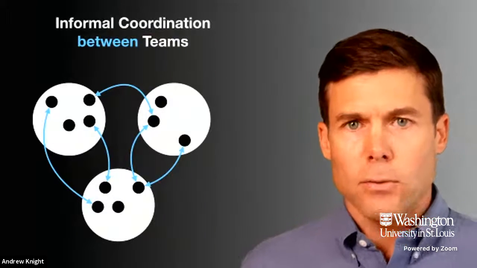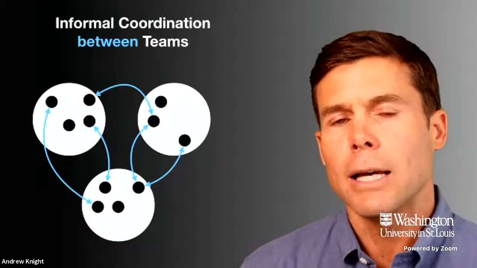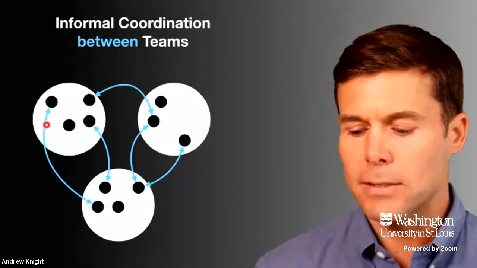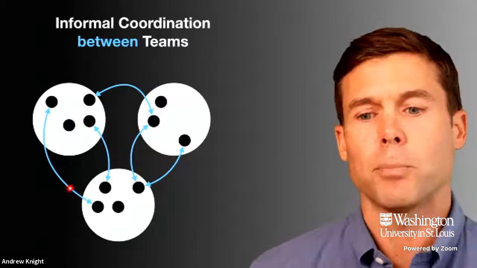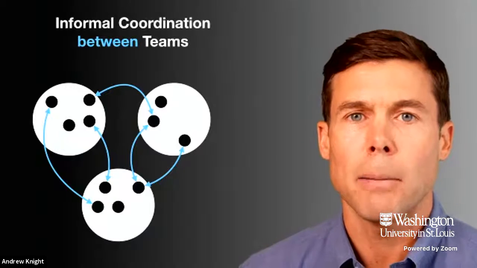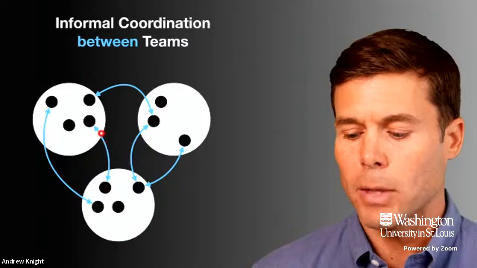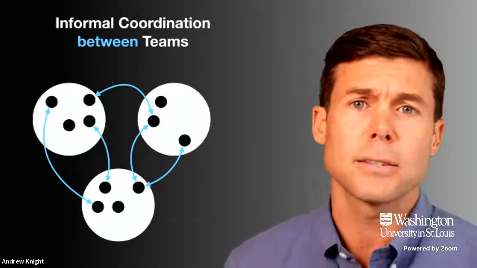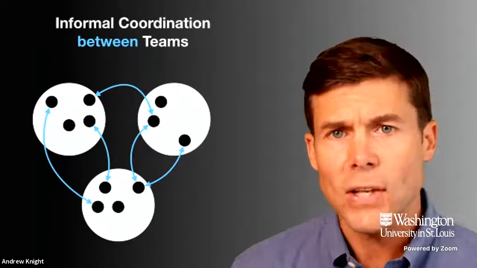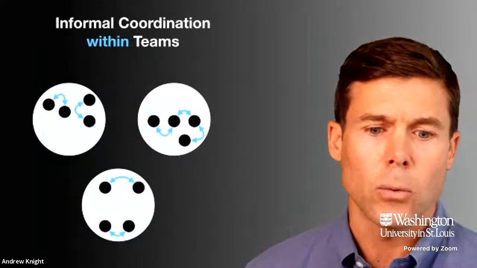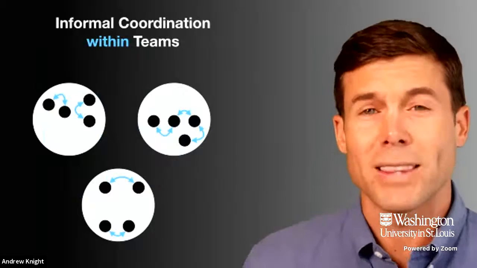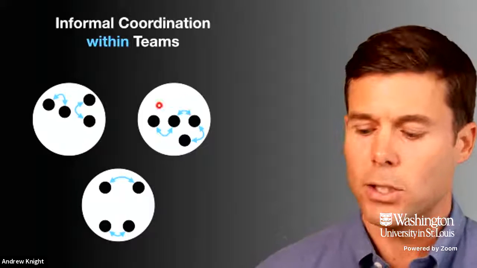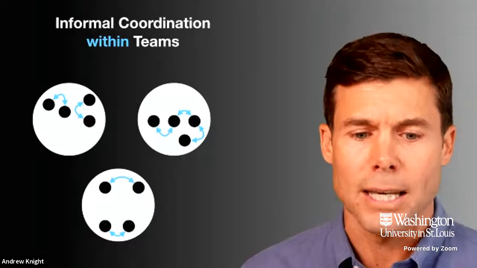The first focal point of informal coordination is coordination between teams. And so we measured using these devices how often people spent time with the members of teams that were not their own. These blue connections reflect coordination across different teams. The second focal point of coordination that we studied was coordination within teams. And so how often did people spend in interactions with just the members of their own team?